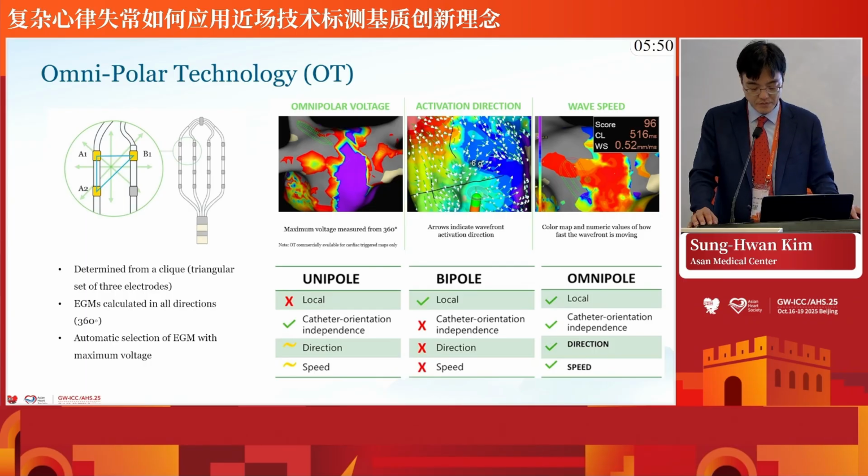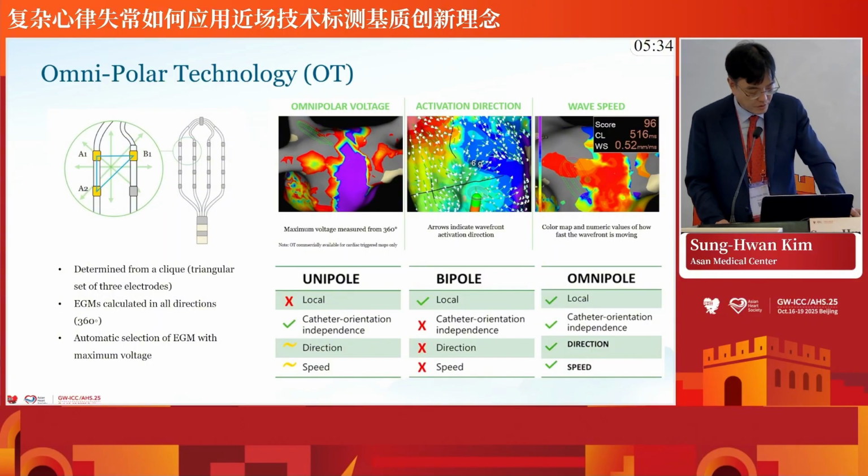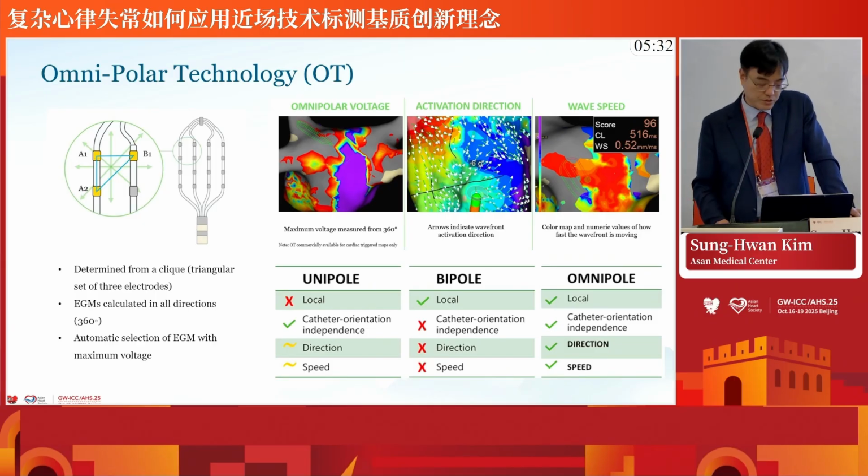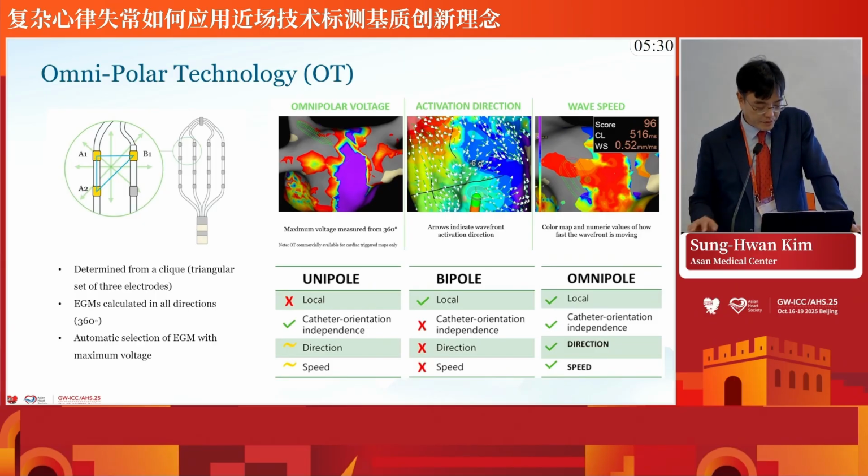And bipolar mapping is very incorrect, but it takes time to map a 3D map. However, the omnipolar map system is composed of usually 16 electrodes and determined from a clique, a triangular set of 3 electrodes. The electrogram is calculated in all directions, 360 degrees. The maximum voltage potential is automatically selected.